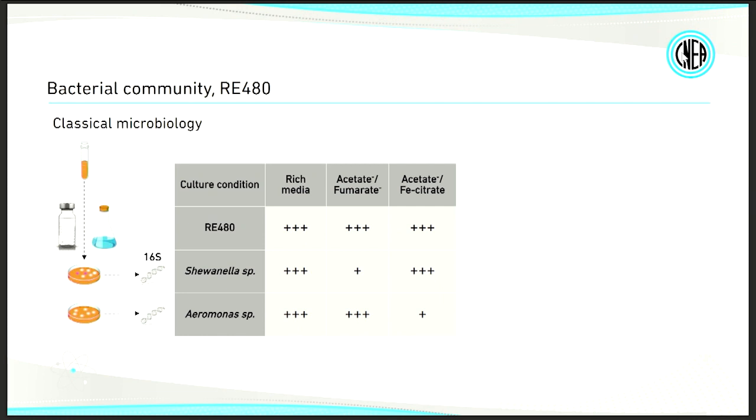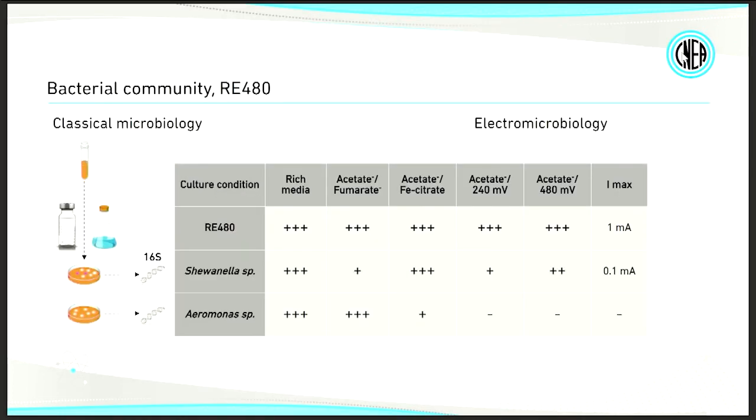And organic or inorganic electron acceptors, so we had different growing conditions. We also tried to grow them in a bioelectrochemical system at 2 different applied potentials, and compare with the community. And we observed that Aeromonas could not grow in the bioelectrochemical cell, in spite of the fact that it was taking part of the community.